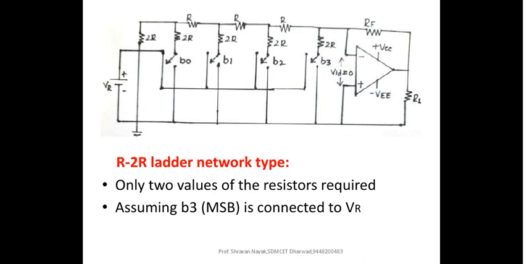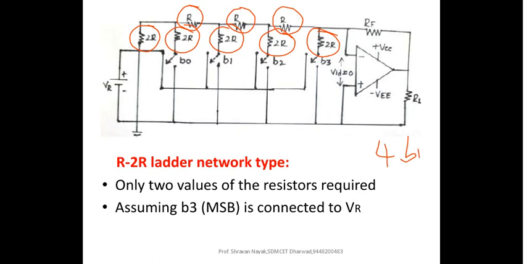Digital to analog converters. So please have a careful observation of this particular diagram. All the side rungs have R, all the central rungs have 2R, as you can see here. So this is basically a 4-bit R to 2R ladder type of digital to analog converter.